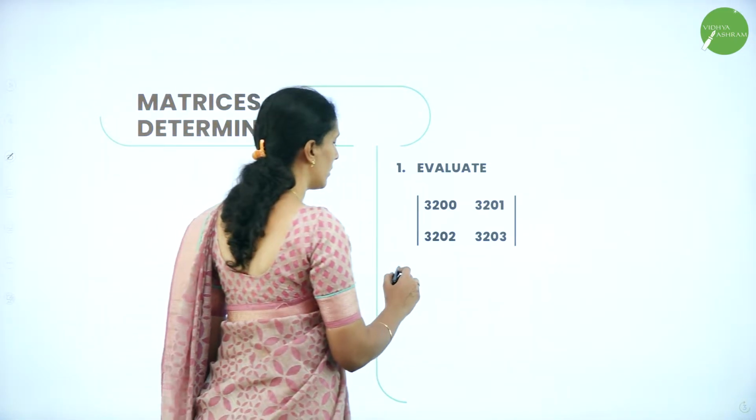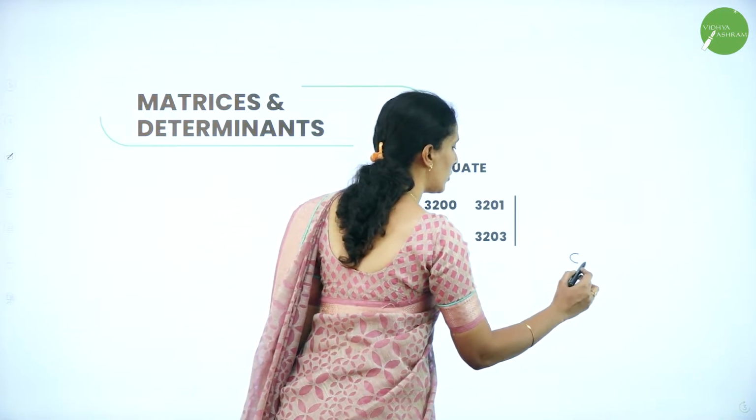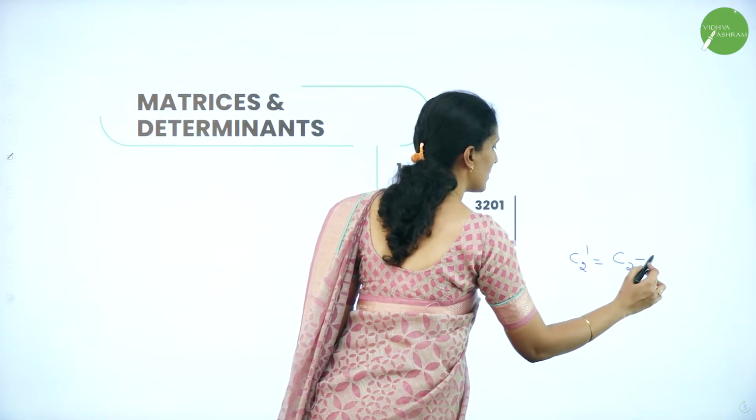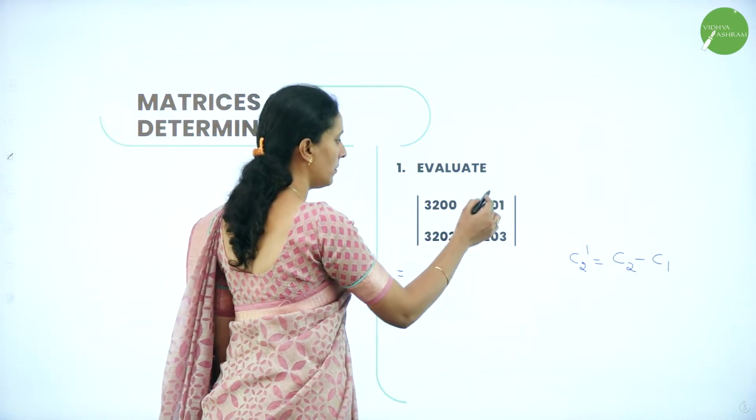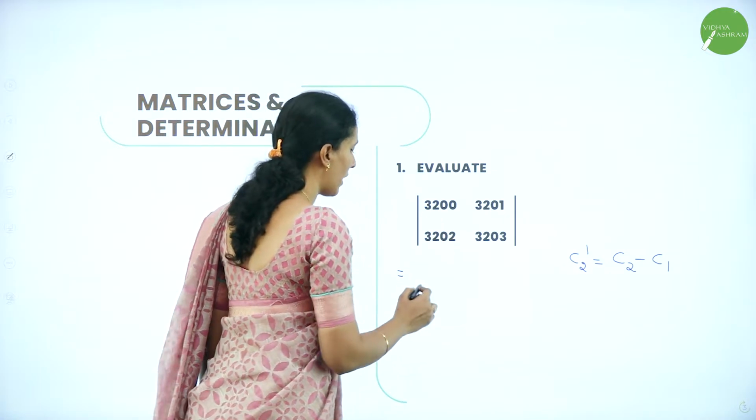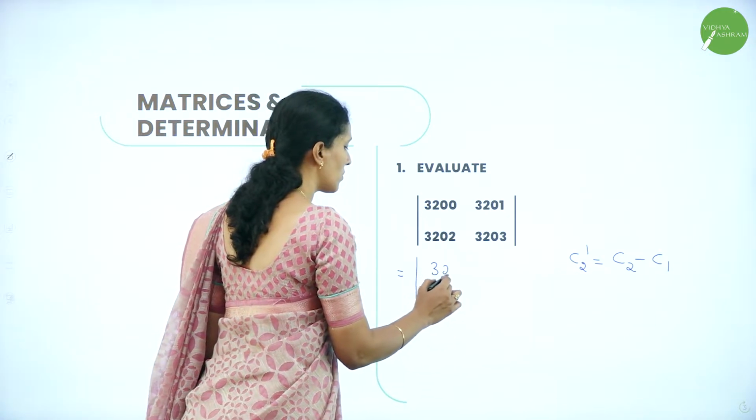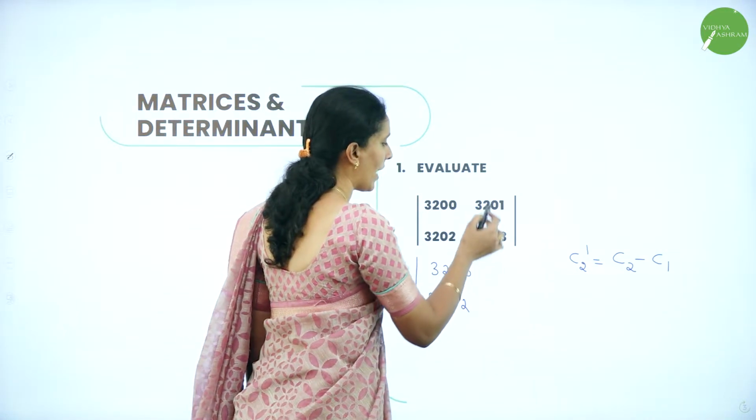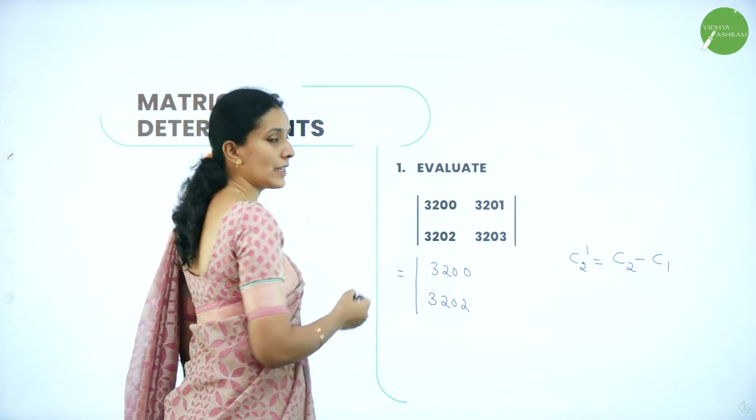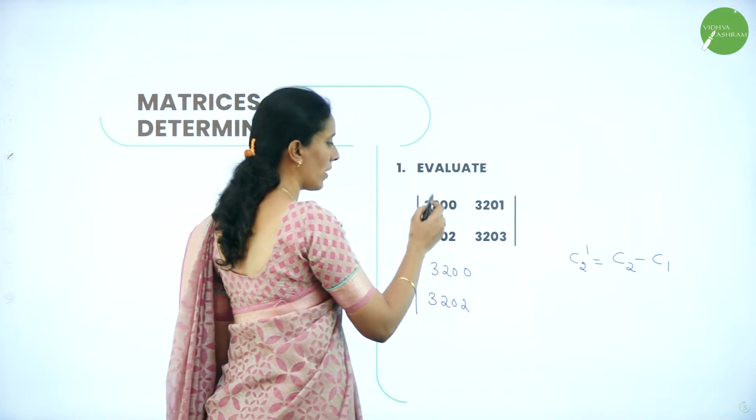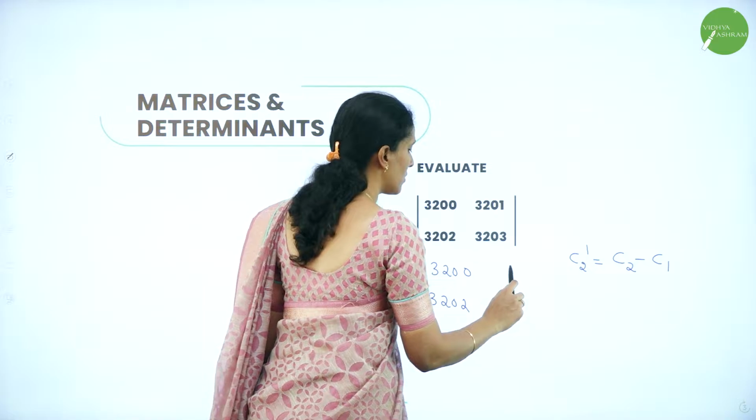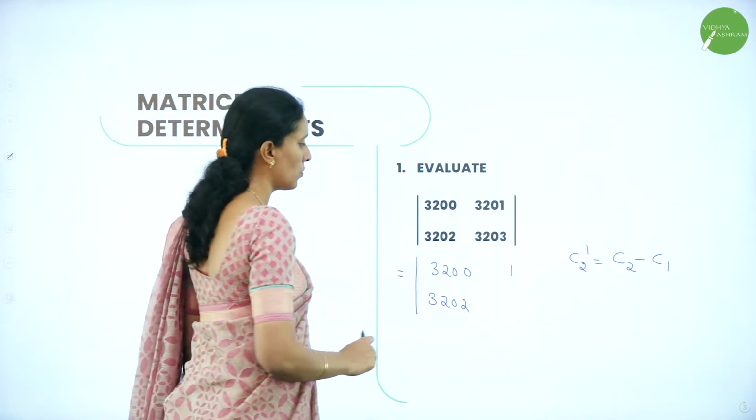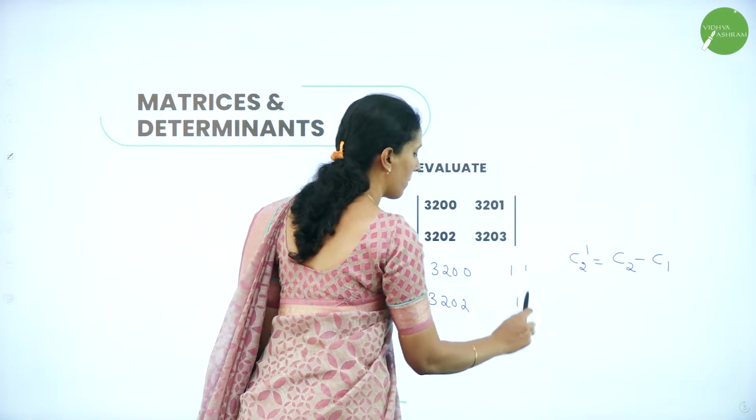So let me take the column C2. I'll take C2 dash as C2 minus C1. This is your first column and this is your second column. Let me write the first column as it is, that is 3200, 3202. Now C2 dash should be written as C2 minus C1, that is 3201 minus 3200, which is 1. Similarly here, 3203 minus 3202, which is again 1.